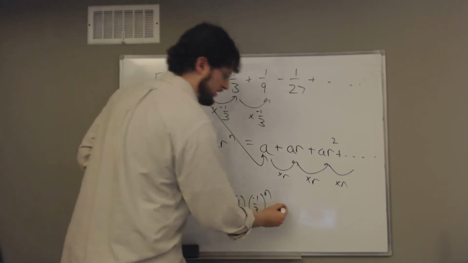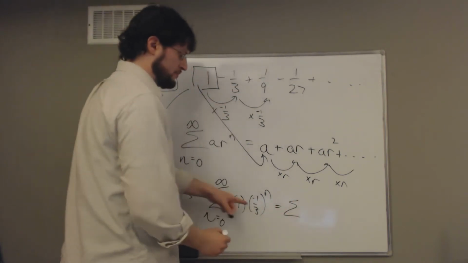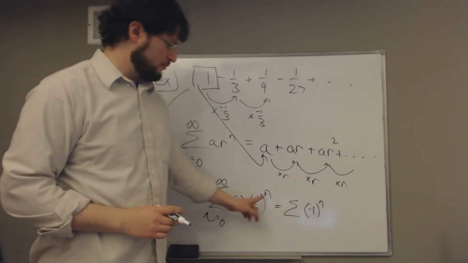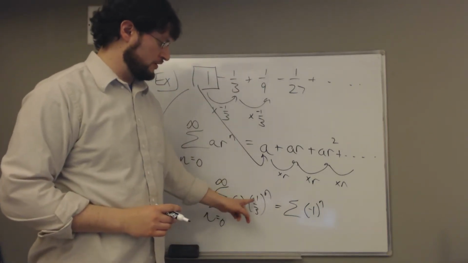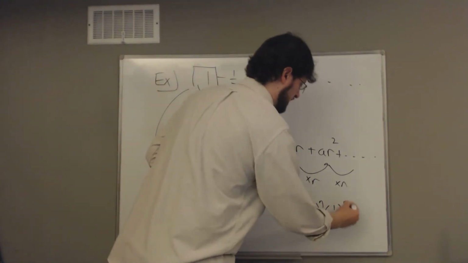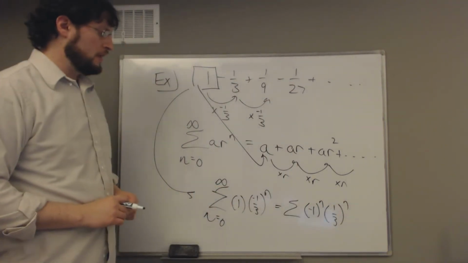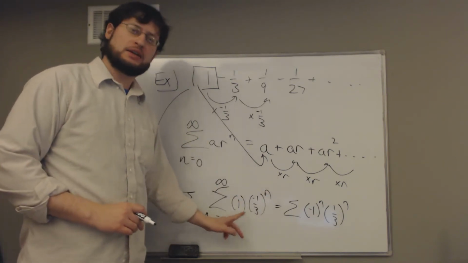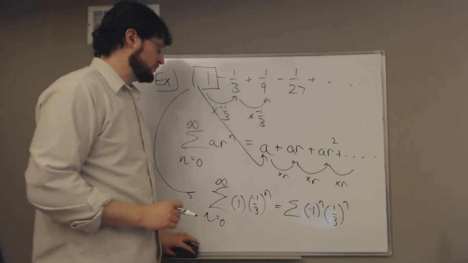We may see that written in a slightly different way. This may be written as negative 1 to the n, with the negative raised to the nth power, and then 1/3 to the n as well. But this way is where we see the a value and we see the r value.